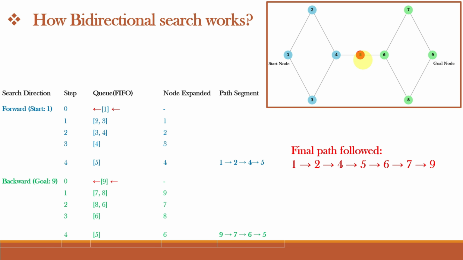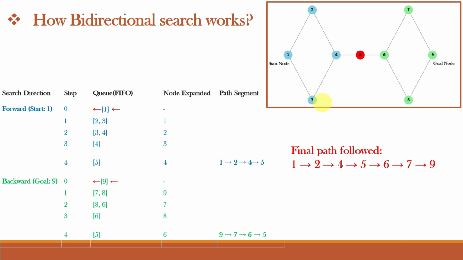That is, 5 came from 6, 6 came from 7 and 7 came from 9. So the final path followed is written like 1, 2, 4 and 5. And 5 is present here also, but here we will write it in the back direction. That is from 5 to 6, 6 to 7 and 7 to 9 will give us the final path followed.